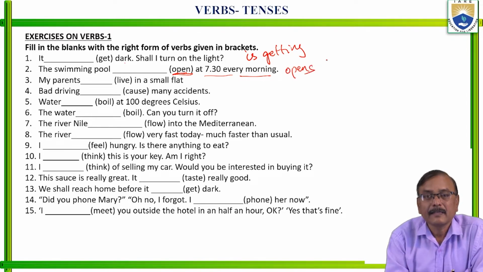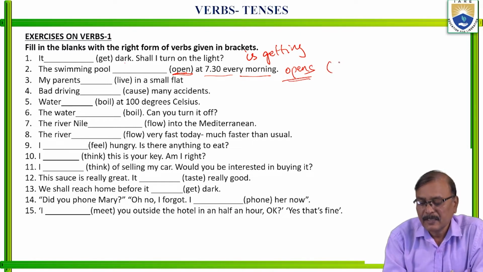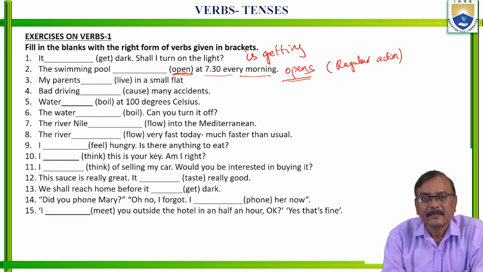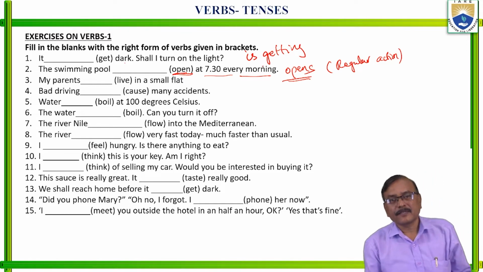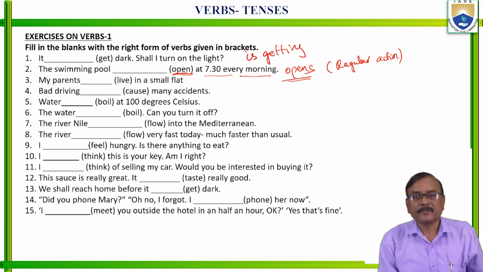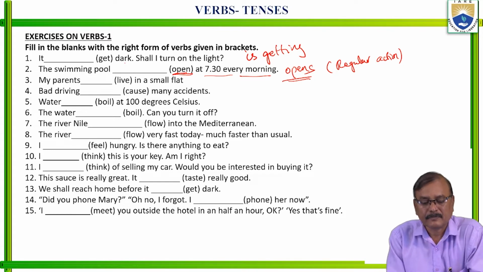Why? This is does form, simple present tense. Why? It is a regular action. How is it a regular action? At 7:30 every morning. With the help of this, you have to identify it is a regular action. So it is simple present tense, so use do form or does form.